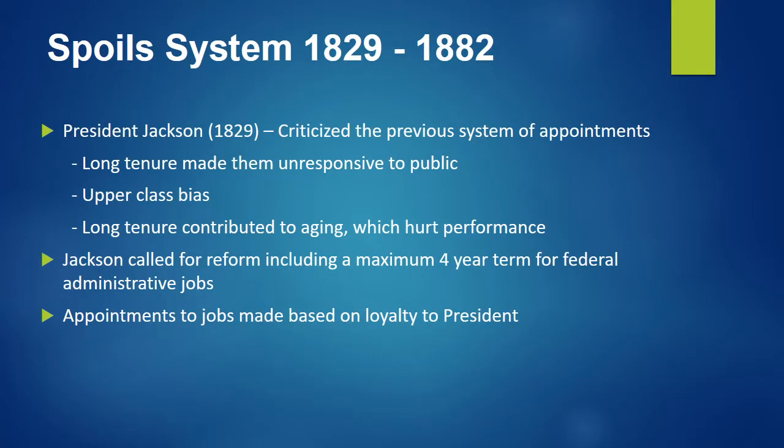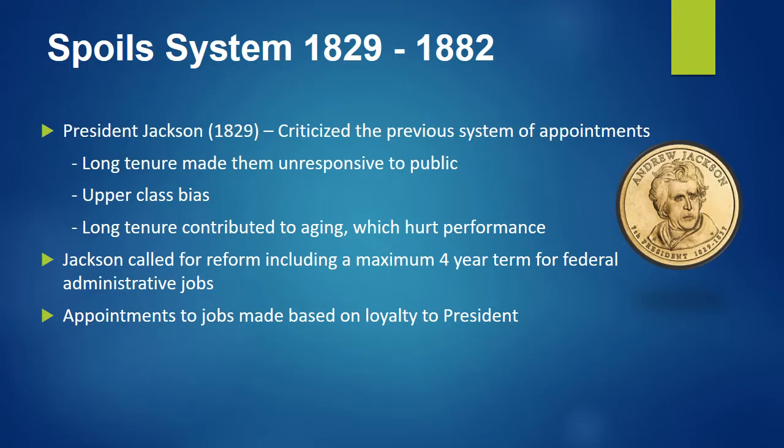The second phase of public personnel administration is known as the spoils system. With President Jackson in 1829 in office, he criticized the previous administration's system of appointments. He complained that the long tenure made them unresponsive to the public and their interests, that there was an upper class bias, and finally that the long tenure contributed to aging, which hurt the performance in the government.